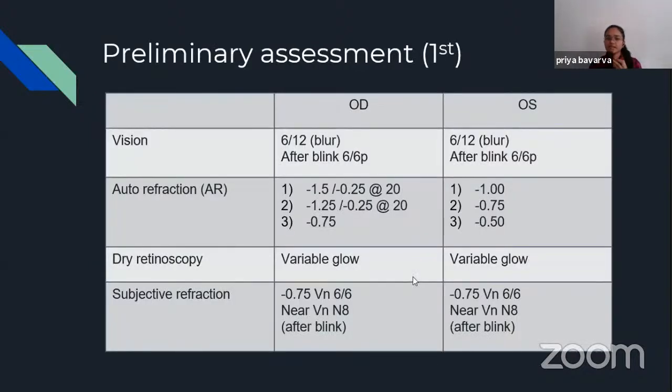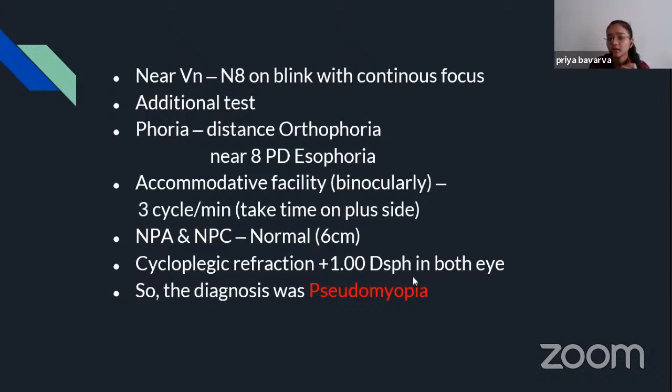In the first follow-up, the patient's vision in the right eye and left eye is 6/12, and after blinking the patient's vision is 6/6. For the auto refraction reading, we take 3 readings to get the correct refractive error. The first reading is -1.5 with -0.25 diopter at 20, the second reading is -1.25 with -0.5 at 20, and the third is -0.75, and in the left eye the readings are -1, -0.75, and -0.50. In dry retinoscopy, a variable, fluctuating glow is seen, and in subjective refraction the patient accepts -0.75 diopter with vision 6/6 in both eyes, and near vision is N8 after blinking, and N8 on blinking with continuous focus.